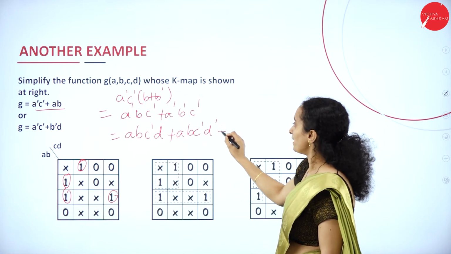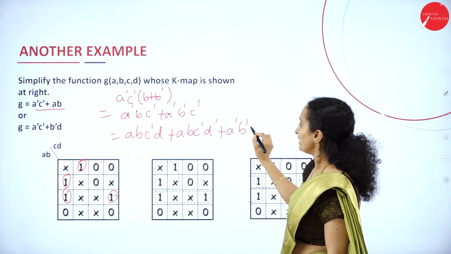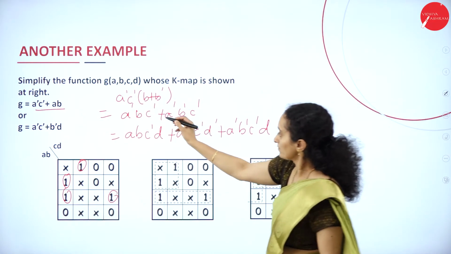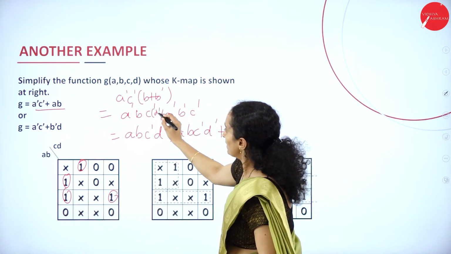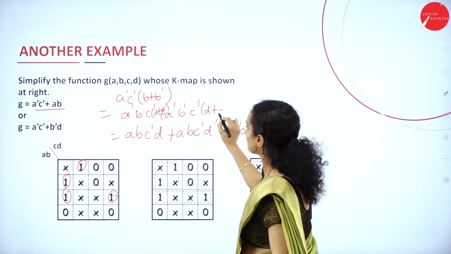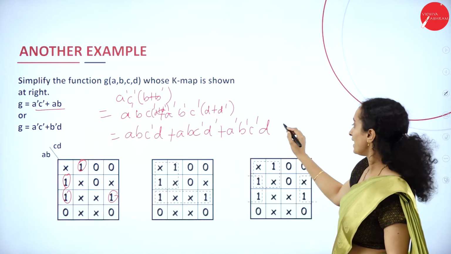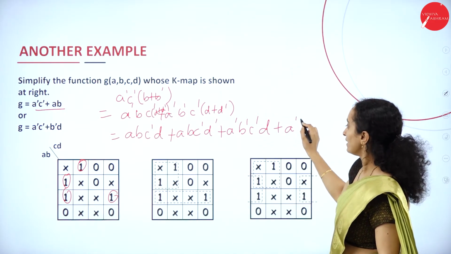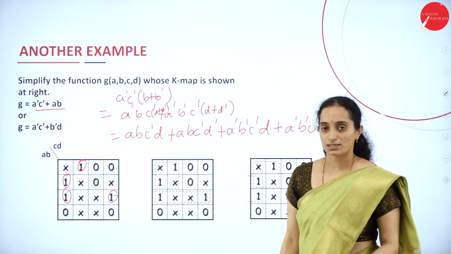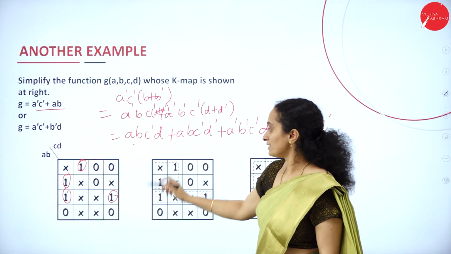Again D is missing here. It will be A dash, B dash, C dash, D. So multiply this with D plus D dash. Again D plus D dash. So you'll get A dash, B dash, C dash, D plus A dash, B dash, C dash, D dash. So expanded expression, what you get? A, B, C dash, D.